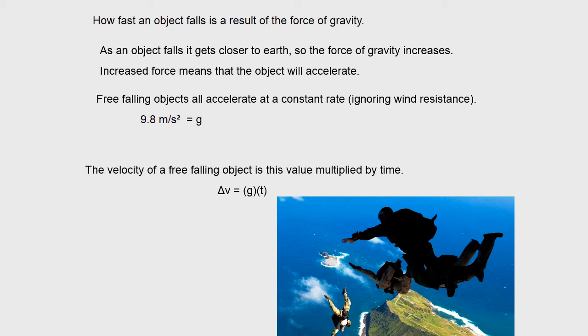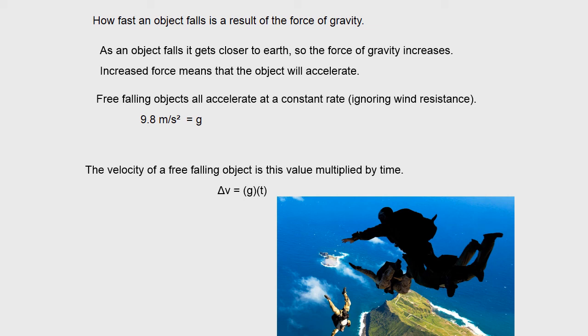A falling object will increase its velocity by 9.8 meters per second every second it falls, meaning that it has an acceleration of 9.8 meters per second squared. The velocity of a free-falling object at a particular time is just this value multiplied by how long it's been falling. In the equation, v means velocity, t means time, and g means the acceleration of gravity, or 9.8 meters per second squared. So delta v, or change in v, equals g times t.